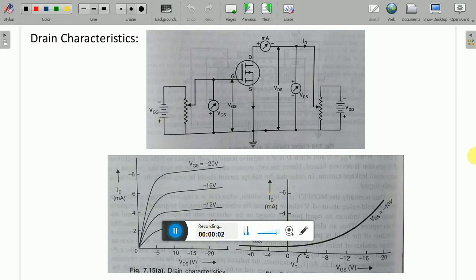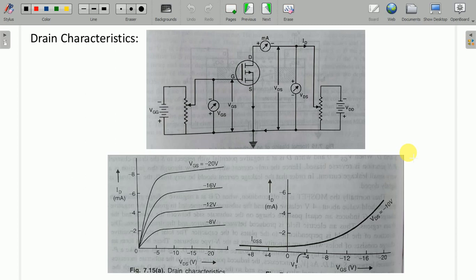Let us now talk about the drain characteristics and transfer characteristics of P-channel EMOS. You can see, if you remember the diagram for the FET characteristics, it is exactly the same.